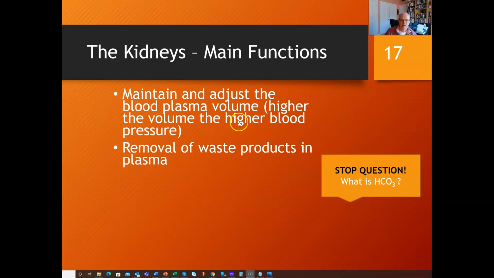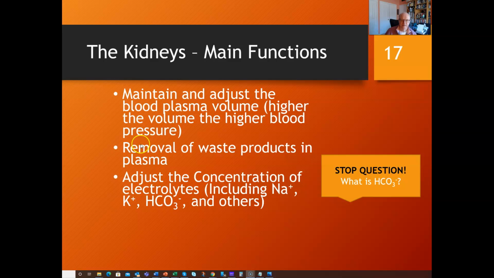Okay. We remove waste products, and we adjust the concentration of electrolytes. We can get rid of sodium, etc., and helps maintain plasma pH. So remember, I think when we did the heart, we said that the pH of the blood is 7.35 to 7.45. So the kidneys are very important in maintaining that pH.